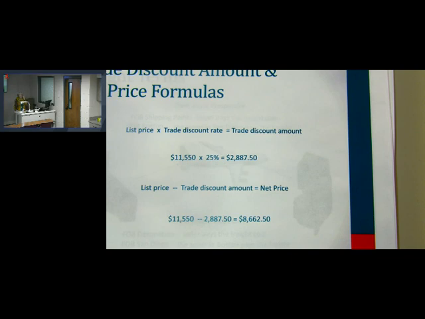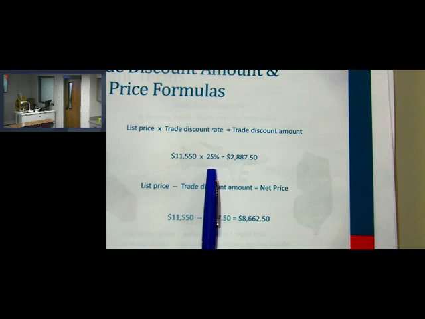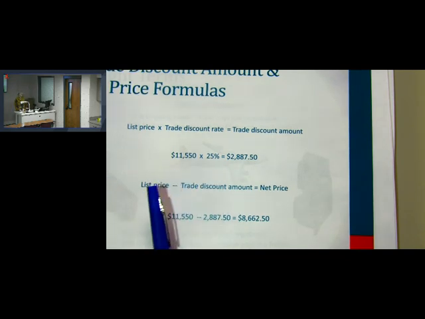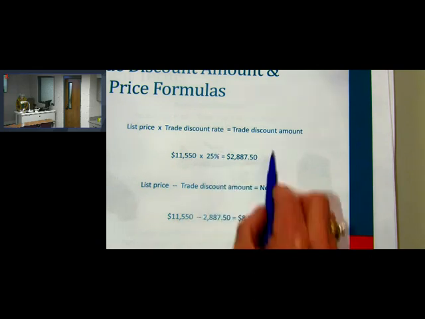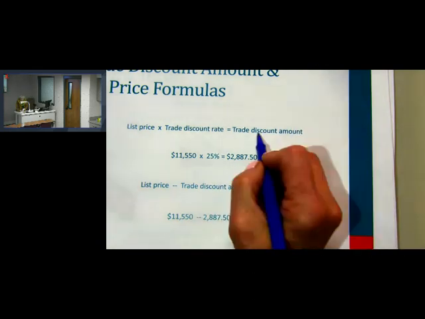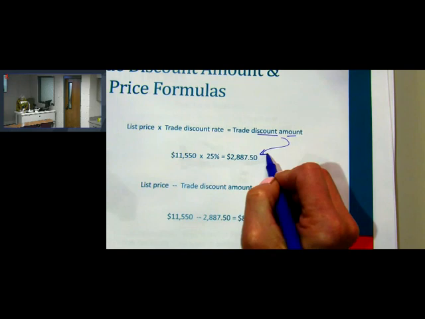Most of us are familiar with a discount. We're getting a certain percent off of our list price. So this is just a simple, single discount. When we're figuring a discount, we've got a list price here of $11,550, and they're offering a 25% discount. If you're trying to determine the amount of the discount, you're just going to take the list price times the discount rate, and this is the discount amount.